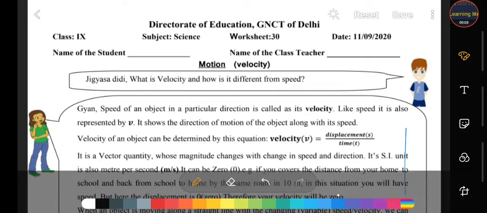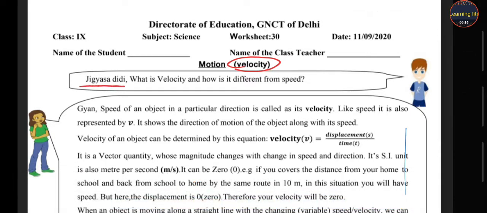Hello students, today we are here with our worksheet number 30 from Directorate of Education, class 9th science worksheet. That is from your unit motion, and today's topic is velocity. Gyan asked Jigyasa Didi, what is the difference between speed and velocity?